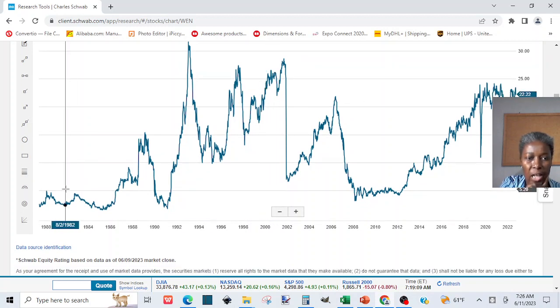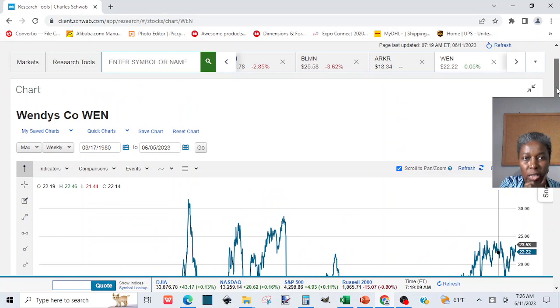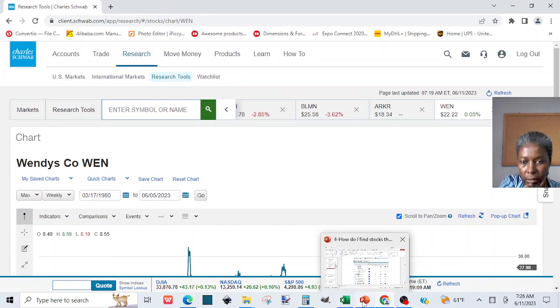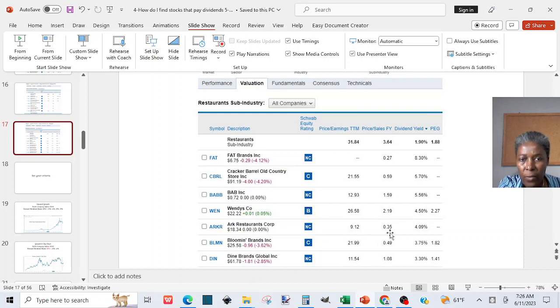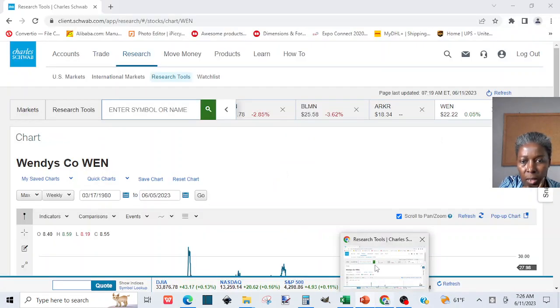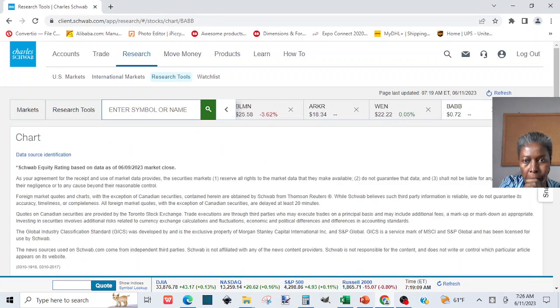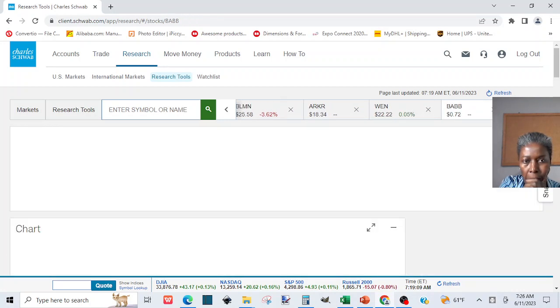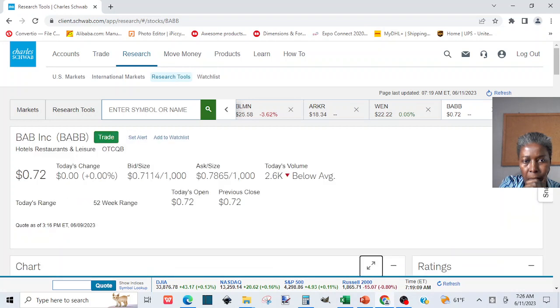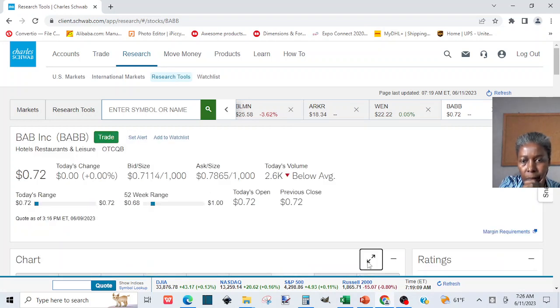And we have 1980. That's good, but you can see it's growth and dip. So that's something to take note on your spreadsheet as well. We move to the next one, and the return is 4.50 dividend. BABB. I don't know if BABB is the one that was on the OTC. So we are not going to search it.